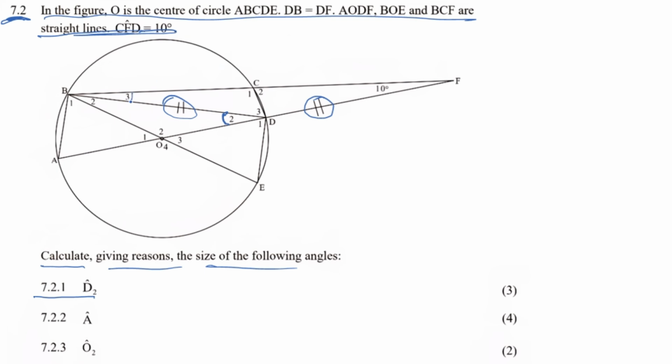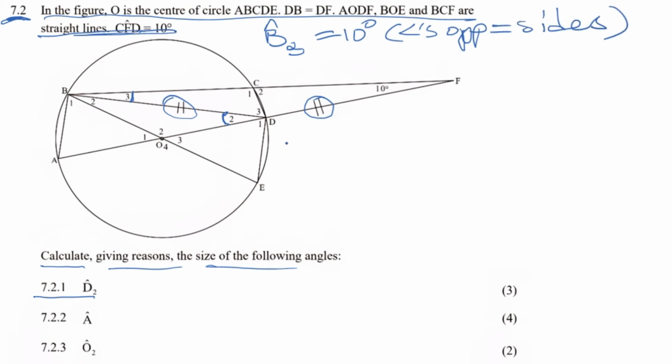So this means that angle B3, let me put this in writing, angle B3, not B2, B3, is equal to 10 degrees. Why is it equal to 10 degrees? Which reason do we give? Angles opposite equal sides. That is the valid reason that we must give. So we know that this angle right here is equal to 10 degrees, because the other one is 10 degrees. Why? These two sides are equal. So we've got an isosceles triangle.